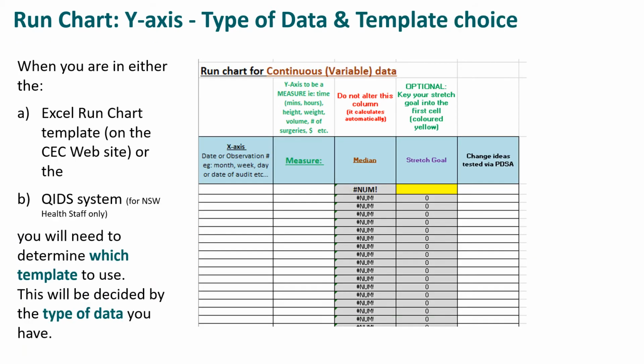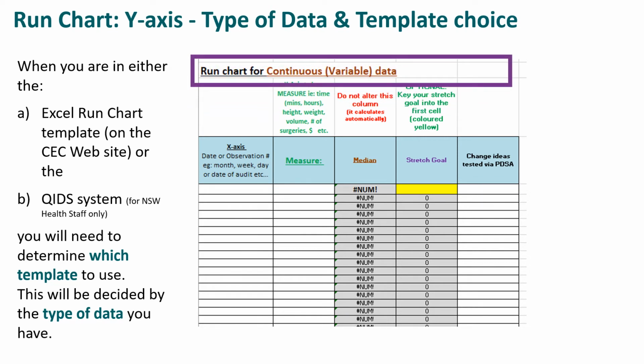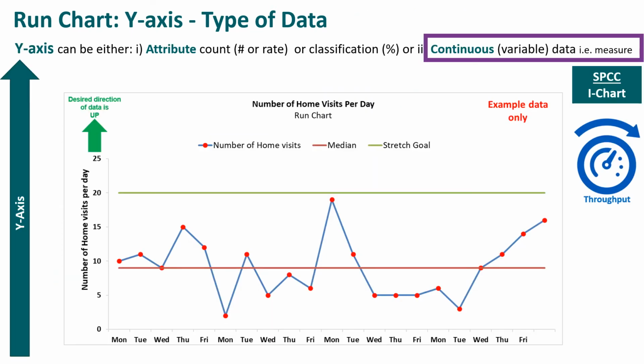The previous slide, we looked at sepsis patients and it was using continuous data. You'd therefore look for the continuous data template in either QUIDS or on the Excel run chart template. In this chart, we're looking at the number of home visits per day. This is a form of throughput data or continuous variable data as it's a measure of throughput.